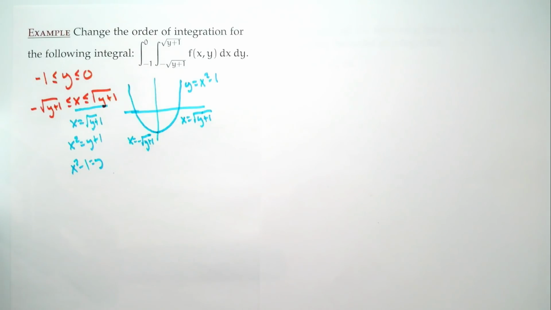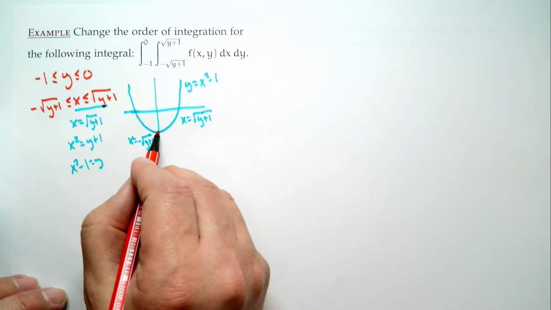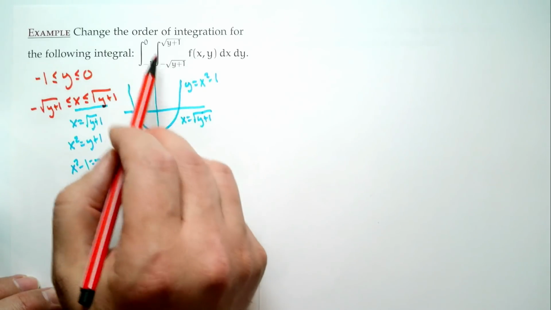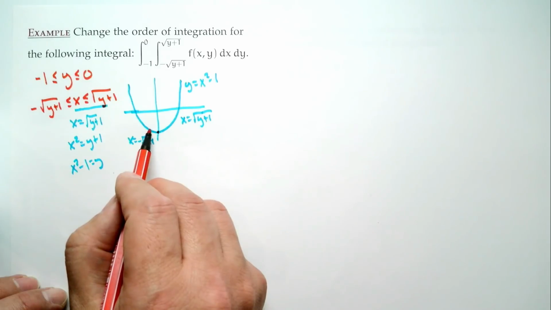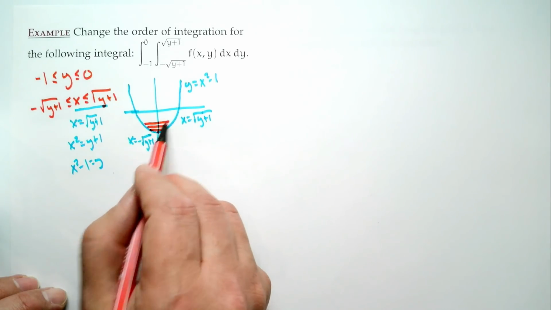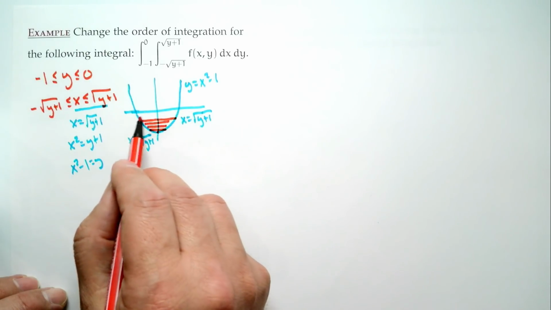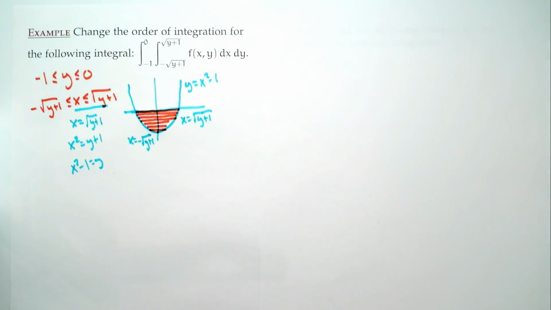Let's think about what happens for y. Well, where does y go from? We start where? Negative 1, which is here. And notice right now, because the inner integral is going from a function of y to a function of y, which means right now we're slicing horizontally. So we're slicing between our low value and our high value. When do we stop? At 0. Okay, so that's our region. It's sort of the bottom part of a parabola.